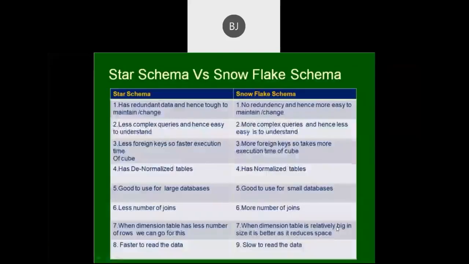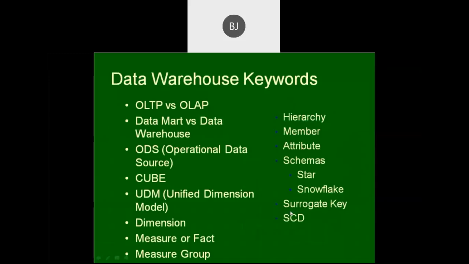So these are the compulsory questions, guys. Some of the questions you have to know: OLTP, OLAP, data mart, data warehouse, ODS, cube. UDM, forget about it. Dimension, fact, measure, hierarchy, member, attribute. We'll discuss member and attribute. Attribute is a column name. Member is a single data value. We'll discuss them later. Schemas I have spoken about. Surrogate key and SCD we will talk about in Monday's class. What is a surrogate key? All these are data warehouse jargon or keywords. Clear? What is a surrogate key? What is a slowly changing dimension?